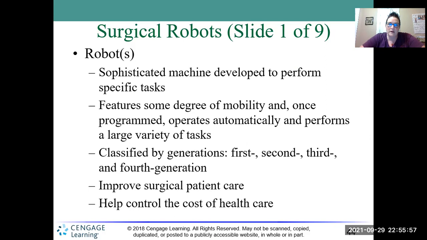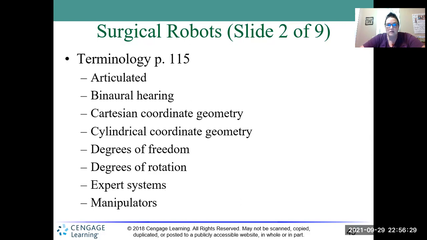Now let's talk about robotics. So these are really becoming common, especially in certain areas of surgery. It's a very sophisticated machine. It's able to perform very specific tasks. There's mobility degrees, they're programmable. It can operate automatically and do a lot of different things. There's first, second, and third generations of these robotics. They have definitely improved patient care, and they've helped control the cost of healthcare.